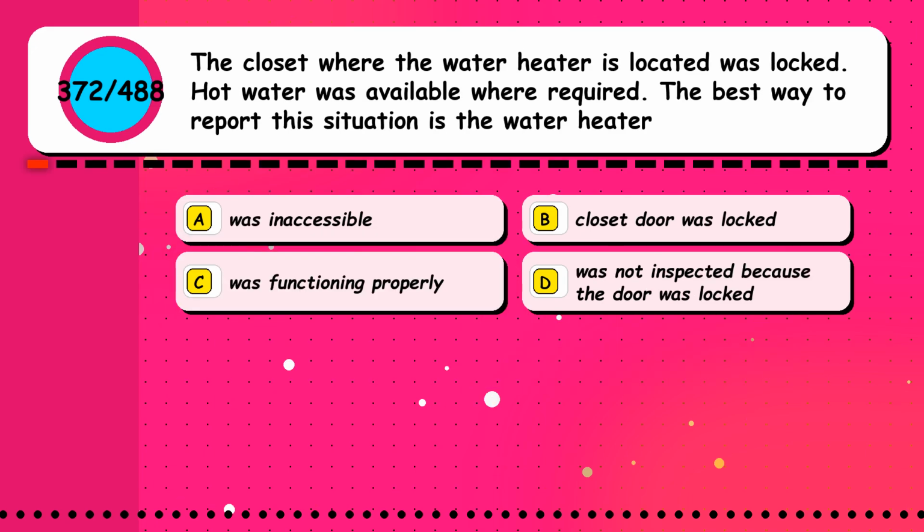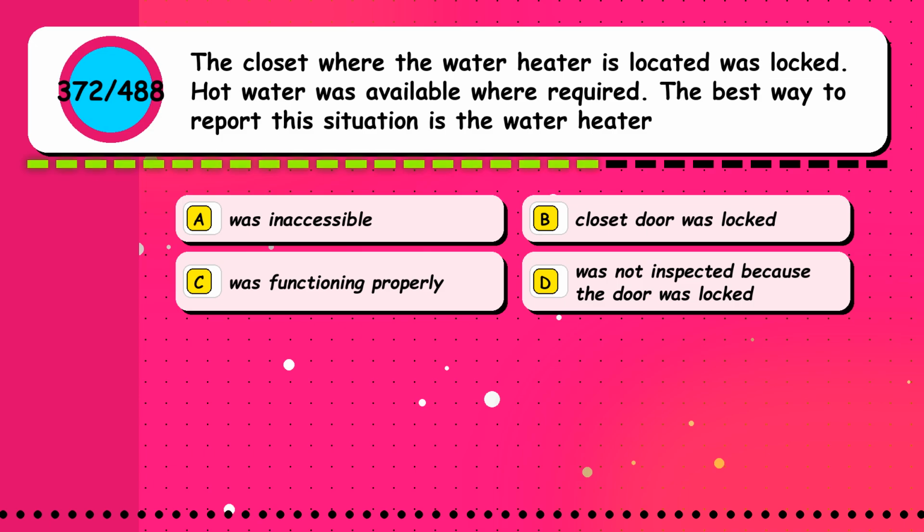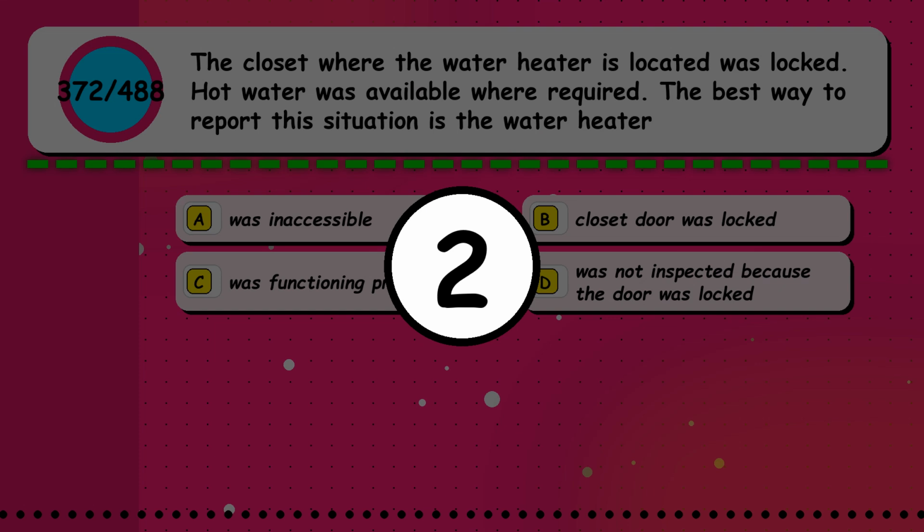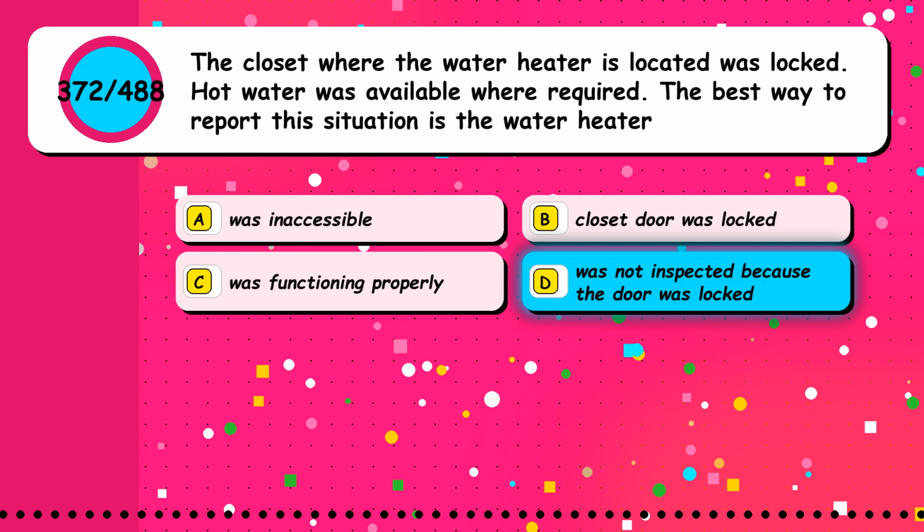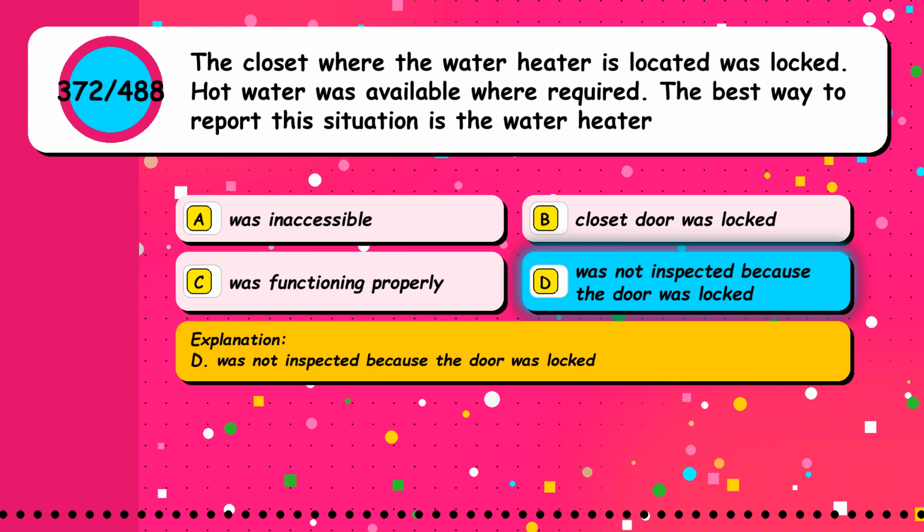Question 372. The closet where the water heater is located was locked. Hot water was available where required. The best way to report this situation is the water heater: option A, was inaccessible. Option B, closet door was locked. Option C, was functioning properly. Option D, was not inspected because the door was locked. The correct answer is option D, was not inspected because the door was locked.